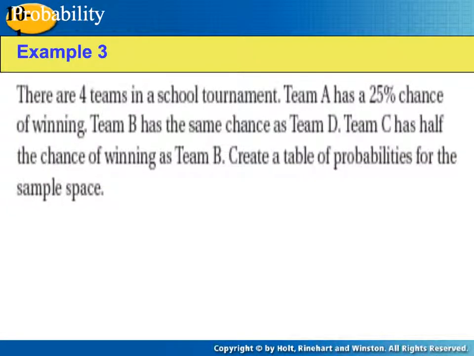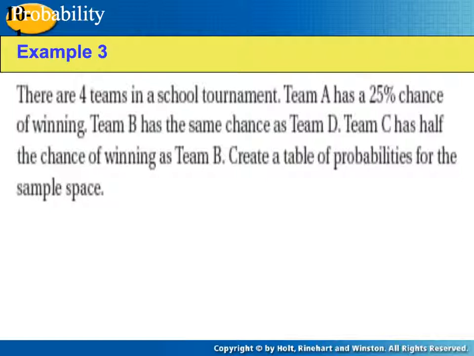All right, now comes a tricky problem. As I look at this, we're going to have to come up with a formula. So pause the video right now and write this down. There are 4 teams in a school tournament. Team A has a 25% chance of winning. Team B has the same chance as Team D. Team C has half the chance of winning as Team B.